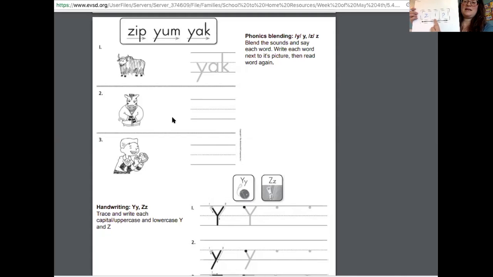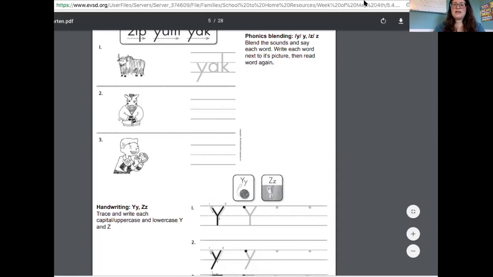Z, zip. You try reading it now. Say it slow first. Z, you say it. Zip. So when you're practicing this page, you can go ahead and write it, take a picture of it, and send it to me. I'd love to see what you're doing.